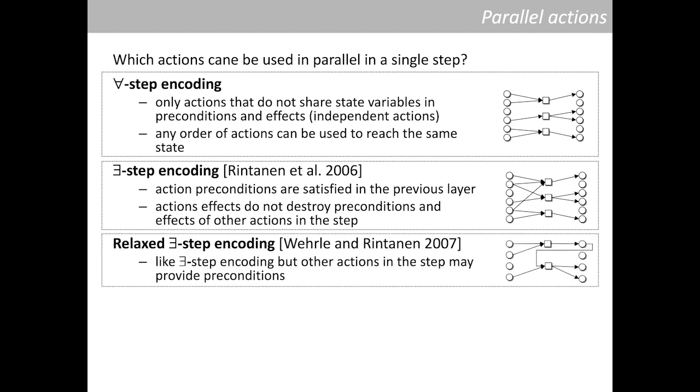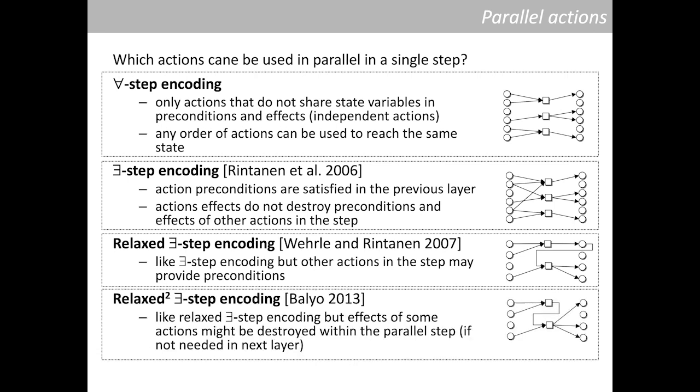In relaxed existential step encoding, we also allow one action to set a precondition for another action in the parallel step, which means that an action whose precondition is not yet satisfied in the previous layer can still be used if there is another action that sets the precondition of that action. Obviously, it means that now the actions in the parallel steps cannot be used in arbitrary order. There just exists some order of these actions that goes from the previous state to the next state. And we can relax it even more by allowing actions to destroy effects of other actions. We just need to be sure that the final effect is applied for the next layer.